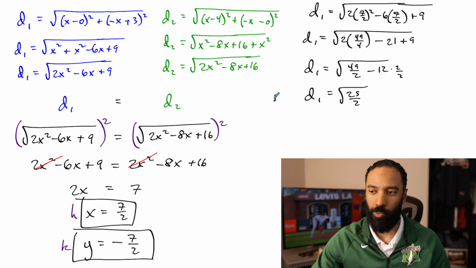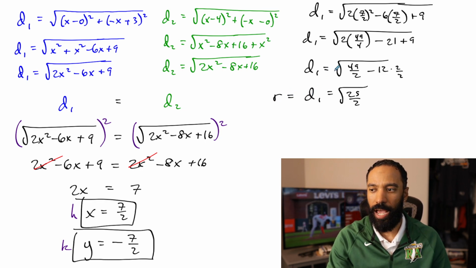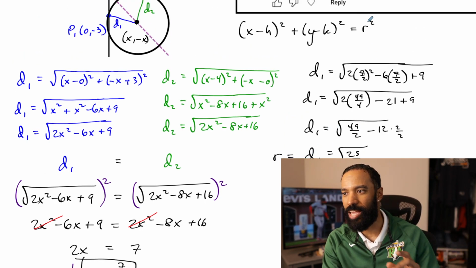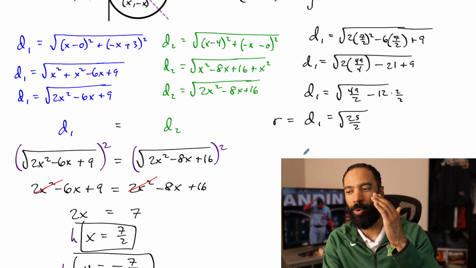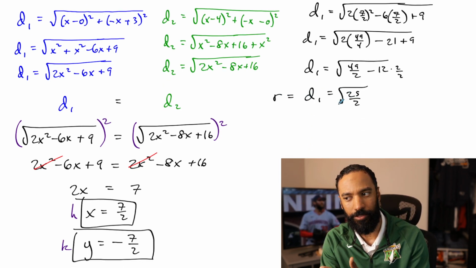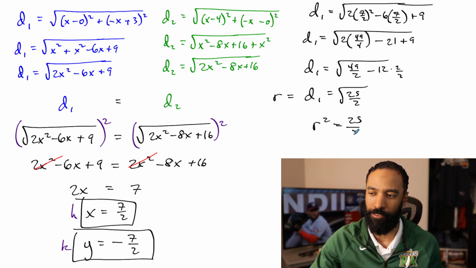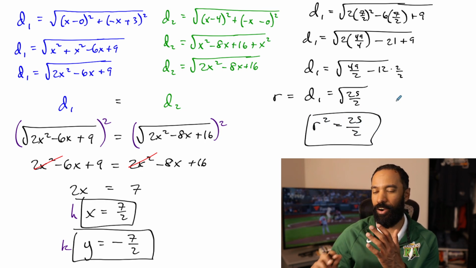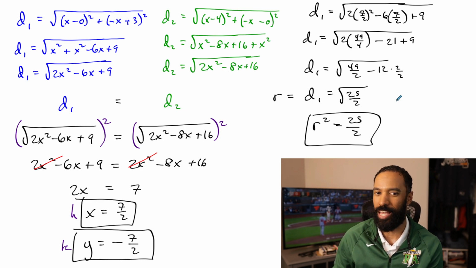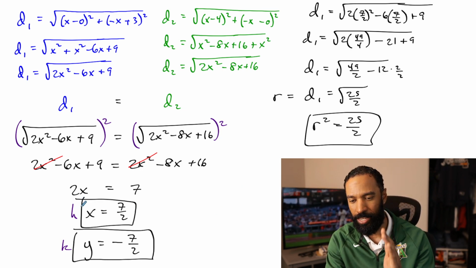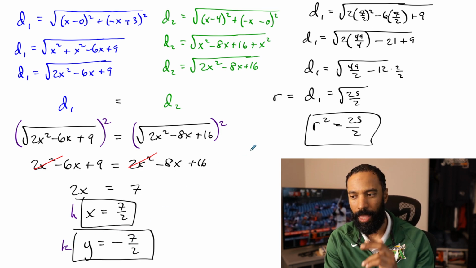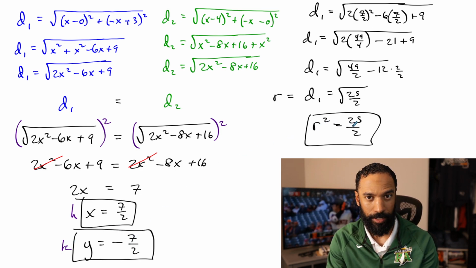But remember, this is your radius as well. I don't care what the radius is. I care what r squared is. So if r is the square root of 25 over 2, then r squared is 25 over 2. And I care only about that because that's what I'm going to use in my equation. I'm going to use h, k, and r squared.